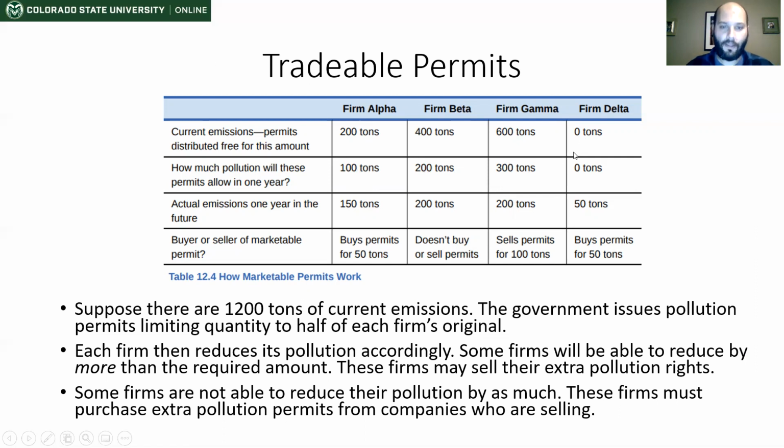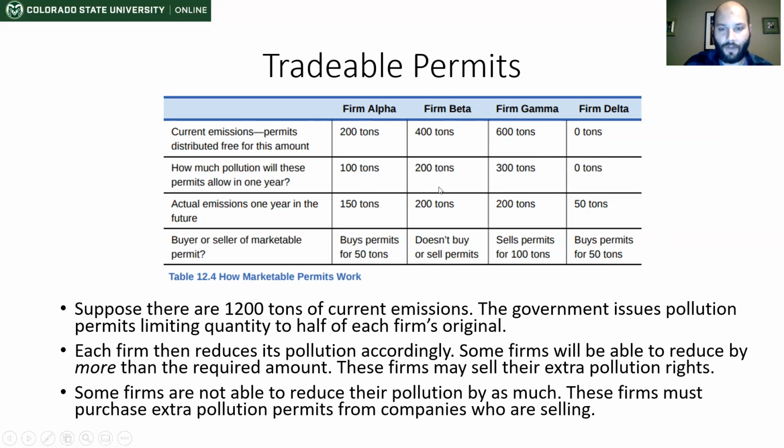All right, so each of these companies then have to reduce their emissions, reduce their pollution in order to comply with these tradable permits. And so suppose that they try to reduce their emissions, and then after 1 year or whatever the amount of time they have to reduce pollution is, alpha has now reduced by 50. They're now polluting 150. They were supposed to pollute 100. Right? Beta met their pollution target. They were supposed to pollute 200.